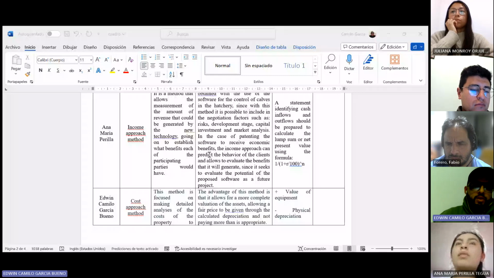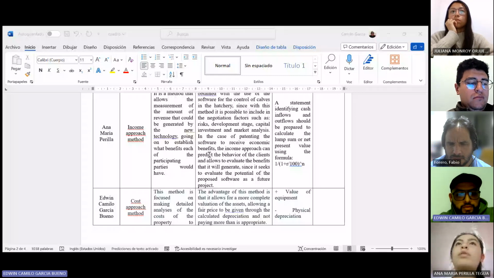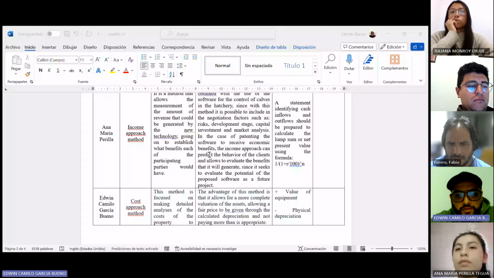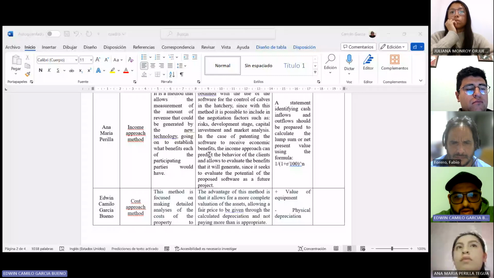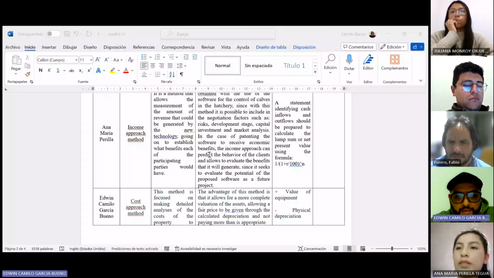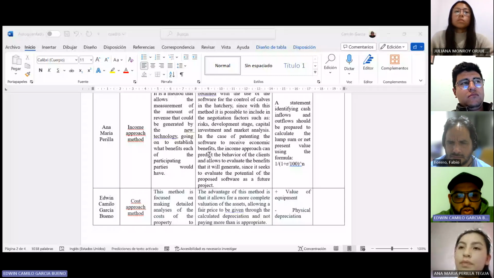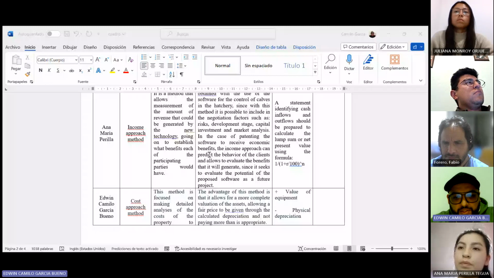My name is Camilo Garcia. Valuation method: cost approach method. Short description: this method is focused on making the latest analysis of the cost of the property to evaluate the performance of the machines or software and validate the need to change or improve the technology. For this method, depreciation and obsolescence are taken into account.